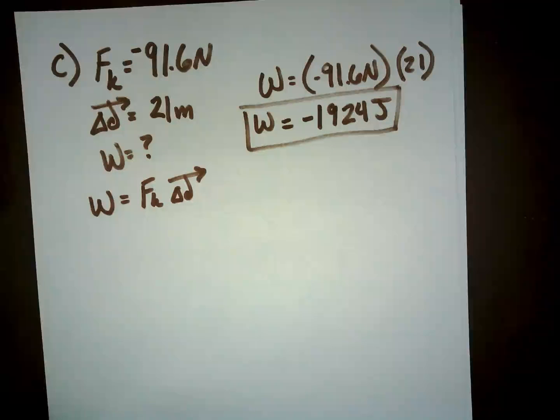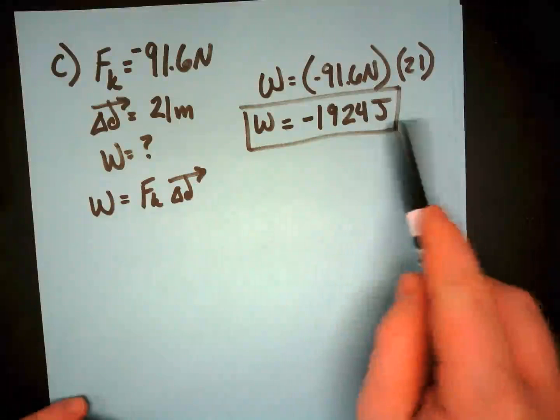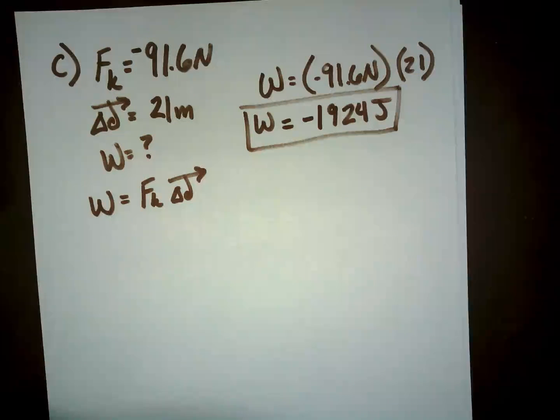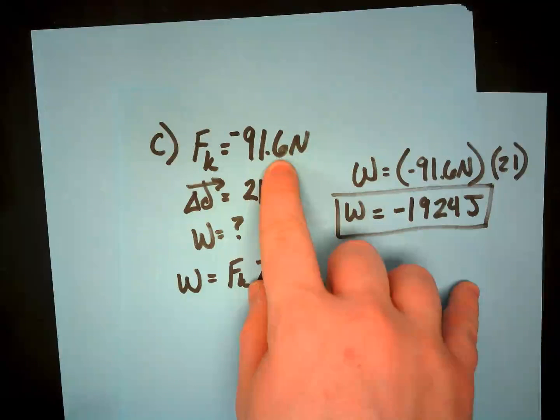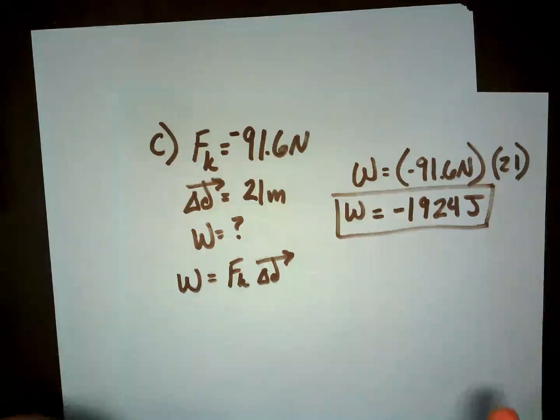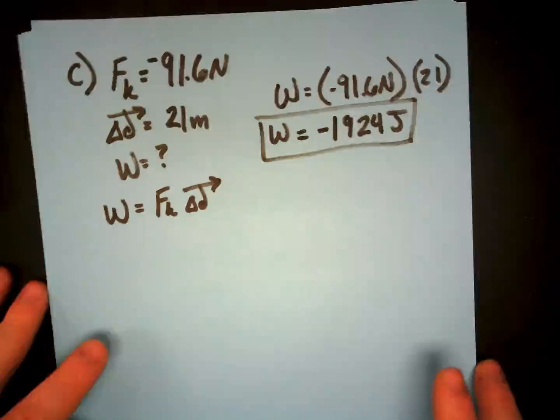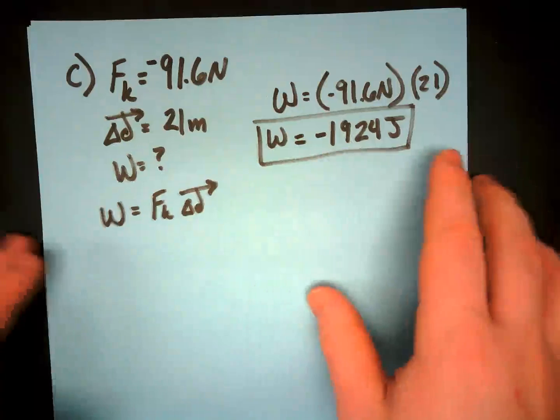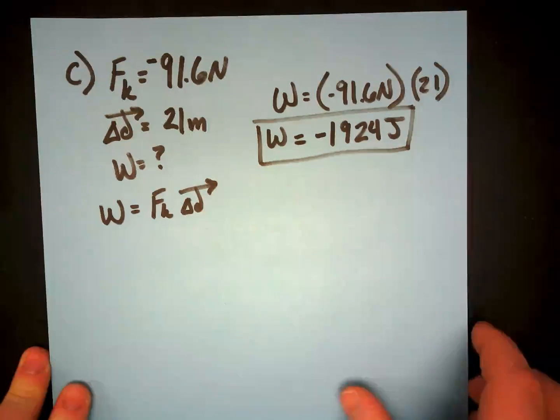But remember, work is a scalar quantity. We don't associate a particular direction. The direction has already been implied, specifically right here in this case, by saying that it's in a negative direction to the motion, so that means the work being done is in the negative, opposite direction of the distance traveled. Okay. All right.